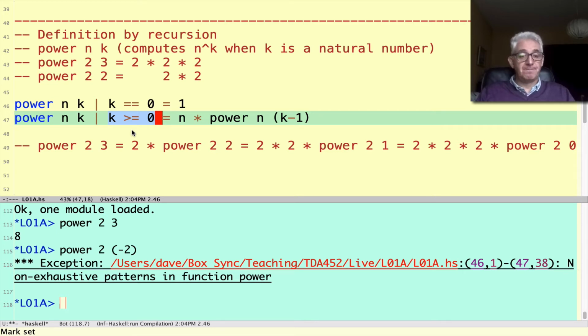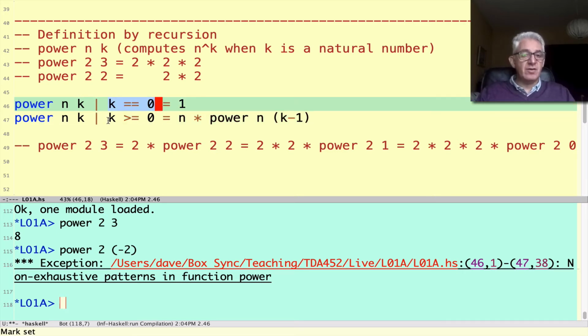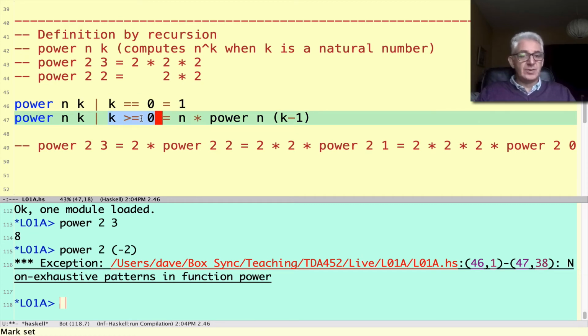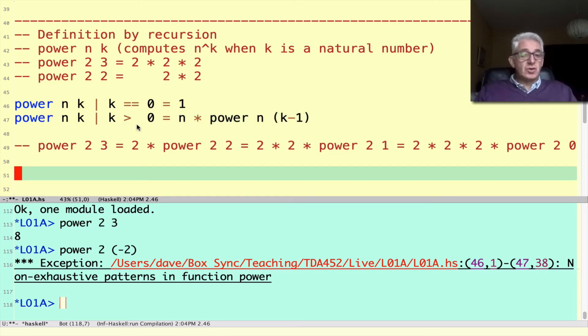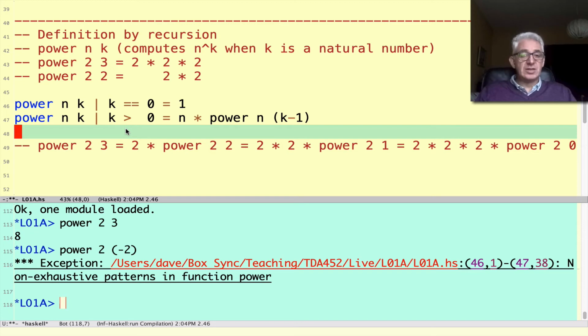They're not exhaustive. So when k is neither equal to 0 nor bigger than or equal to 0, I suppose we could have just as well written bigger than 0, when neither of those things are true, there can still be a match. It can still be negative, and we have no equation for what to do when it's negative, so we get an exception. And that's okay. It's not great to have functions that can throw exceptions in this way because we don't have any way of recovering from those. But if we're careful with the intended use and make sure that we only use this power function with non-negative exponents, then we maybe could be okay.